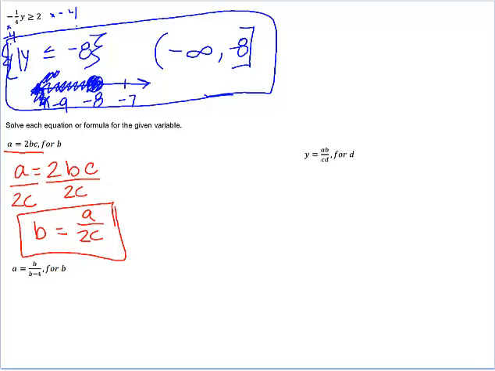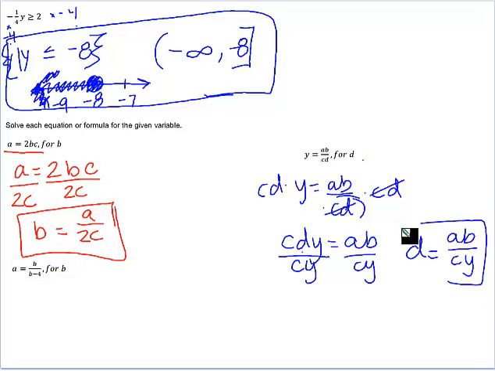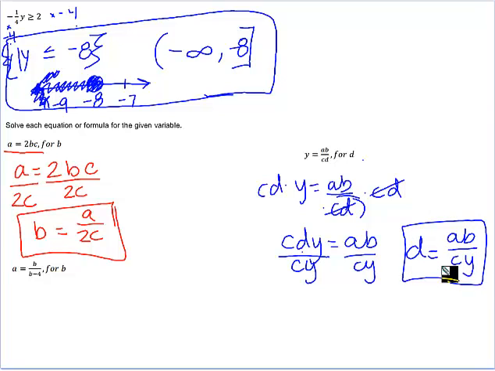Okay. y equals ab over cd. We want to solve this for d. Well, first off, to solve this for d, we need to get this d out of the denominator. So I'm going to times both sides by cd. Those cancel on the right-hand side, and now we have cdy is equal to ab. To get your d alone, we have to divide by cy. So d here is equal to ab divided by cy. All right, we'll do one last one.